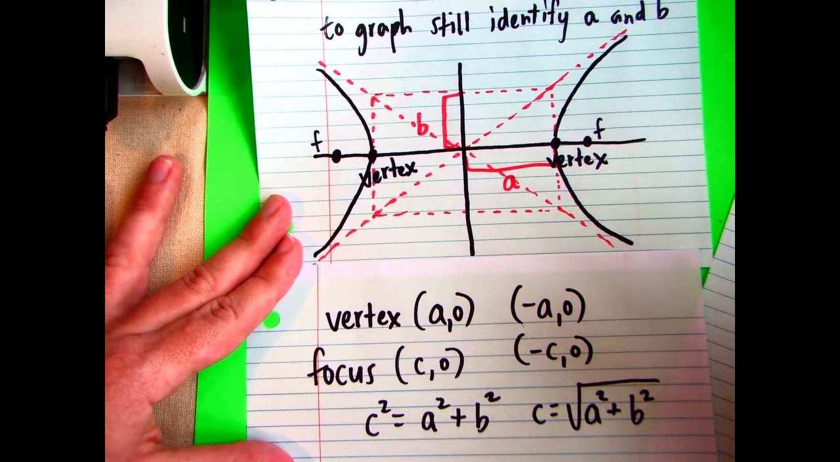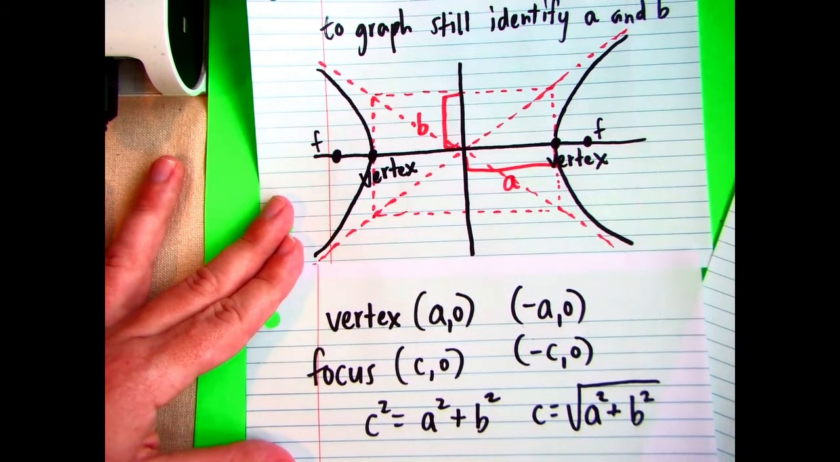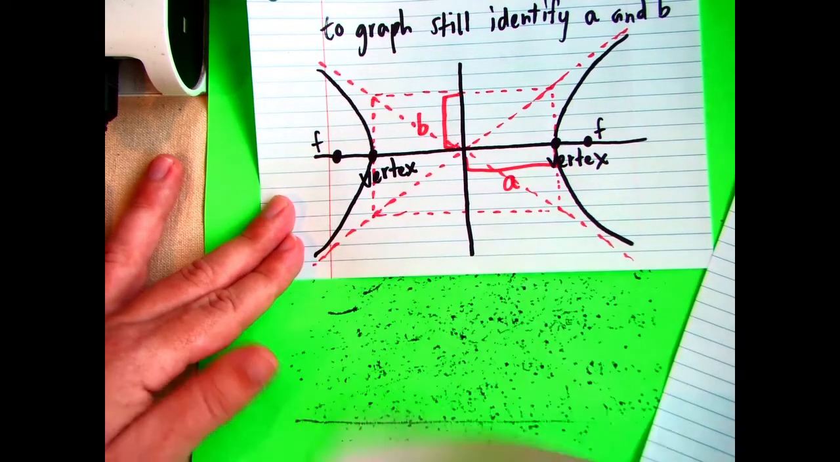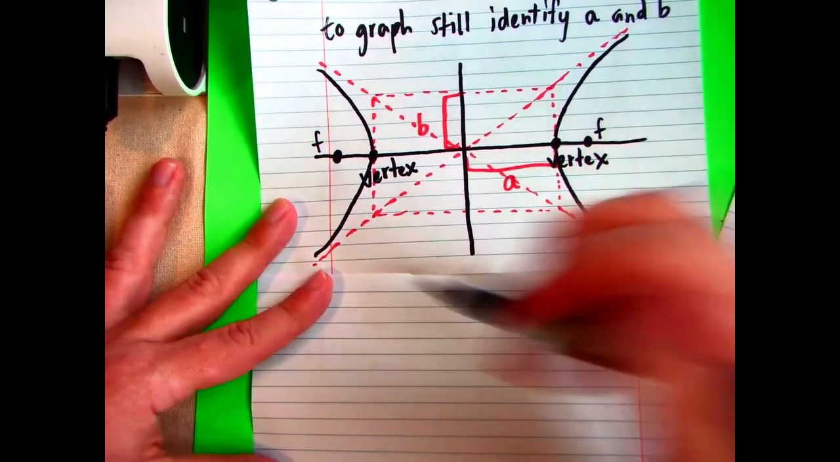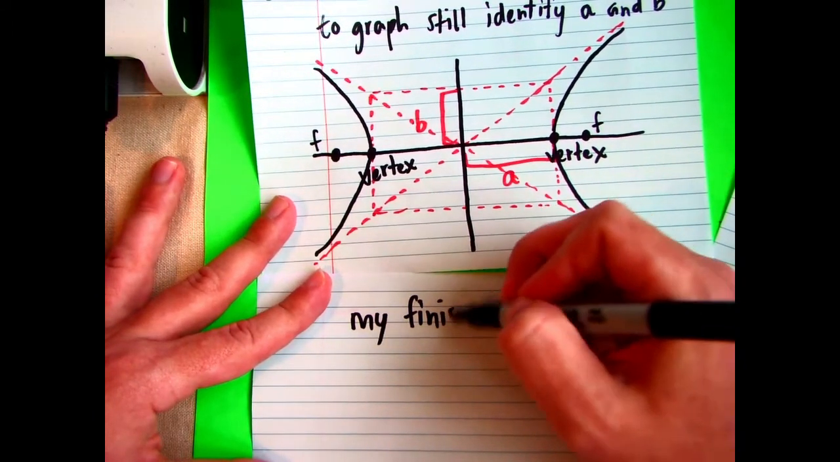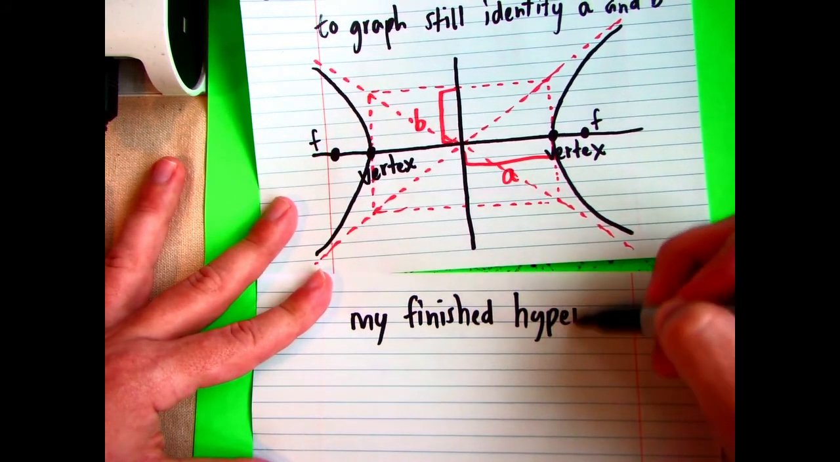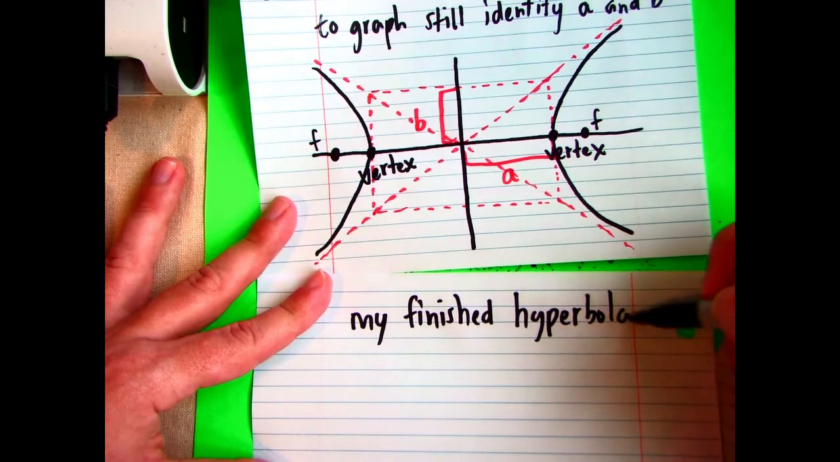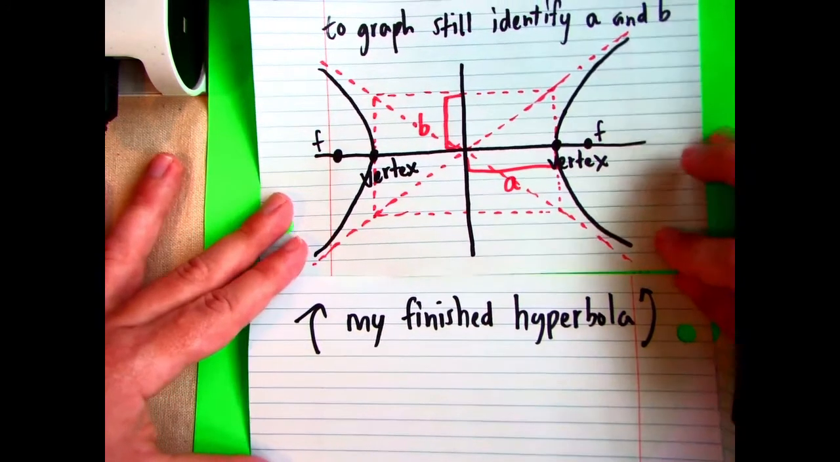So again, it kind of looks like two parabolas that are opening out from each other. Because x squared came first, these parabolas go through the x-axis. The vertex and the focus also exist on the x-axis. So this is the finished hyperbola.